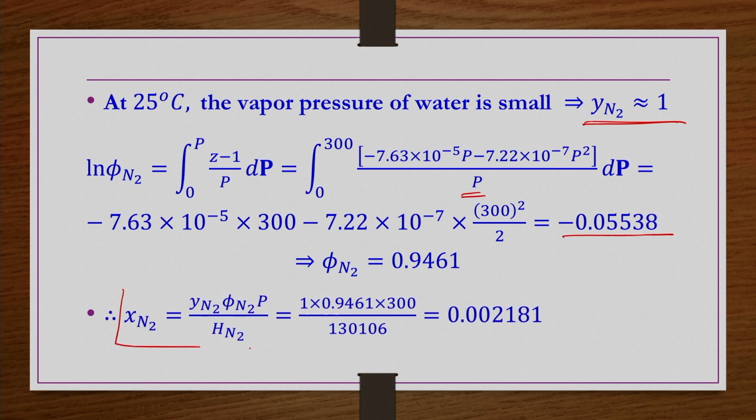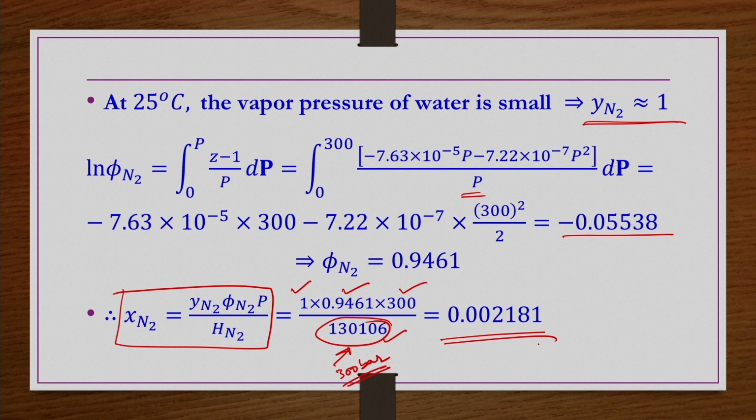So, x_N2 you can find as y_N2 phi_N2 P by H_N2. y_N2 is 1, phi_N2 is 0.9461, P is 300 bars, and H_N2 at 300 bars is 130106. It should not be at 1 bar, it is at the conditions at which we are measuring solubility. We are measuring the solubility of N2 in water at 300 bars, so the pressure-corrected Henry's law constant we have to use here. So, x_N2 comes out to be 0.002182. So, a small amount of N2 is dissolving in water even though the pressure is 300 bars.